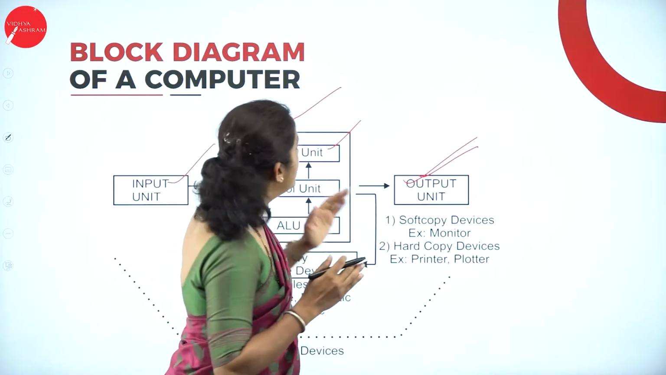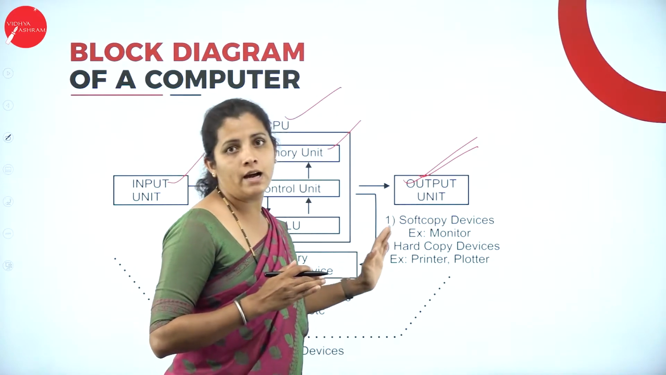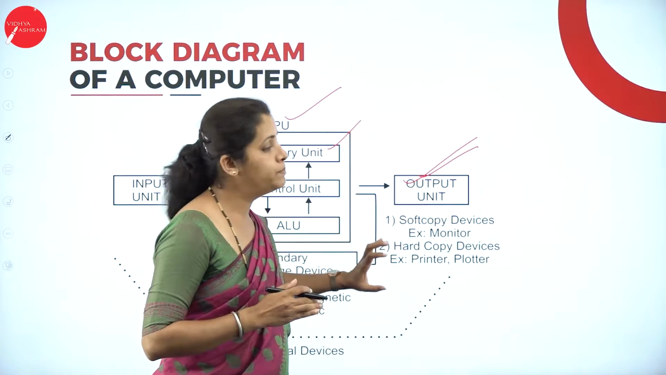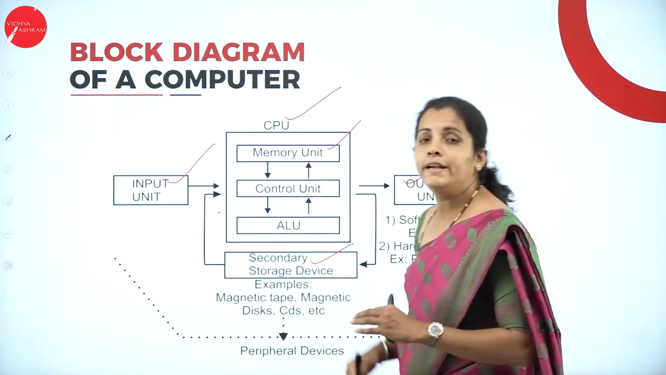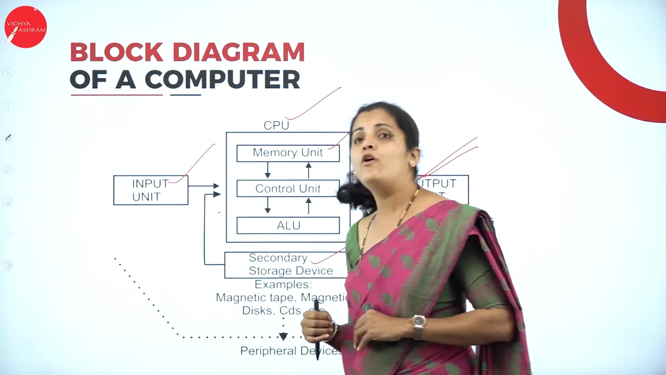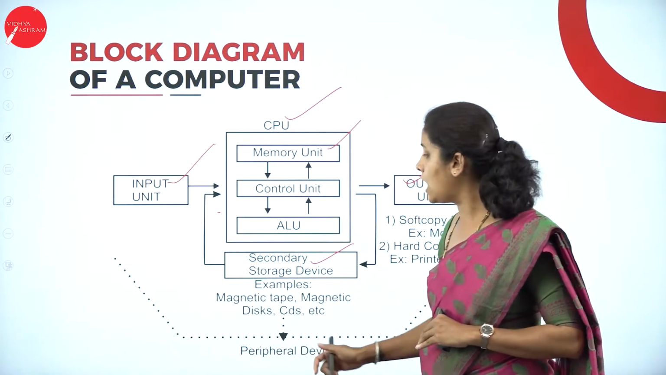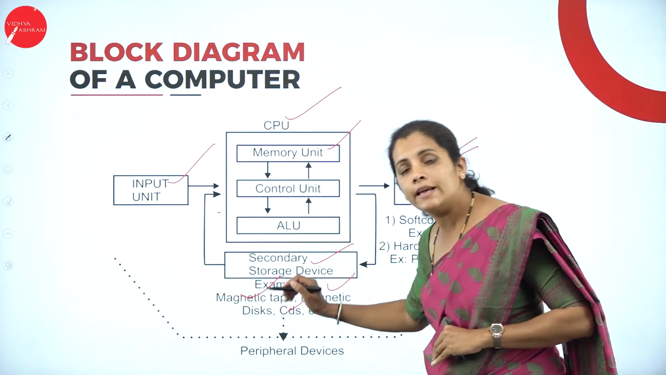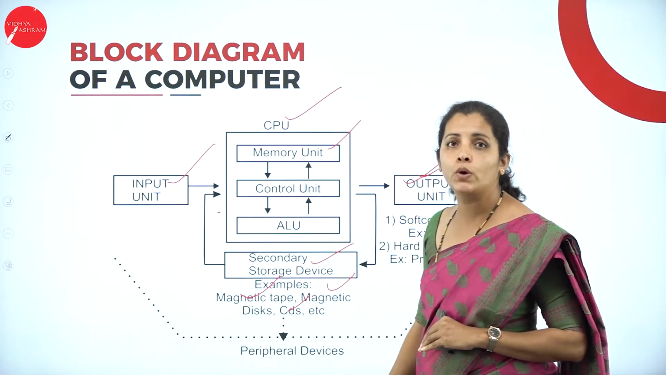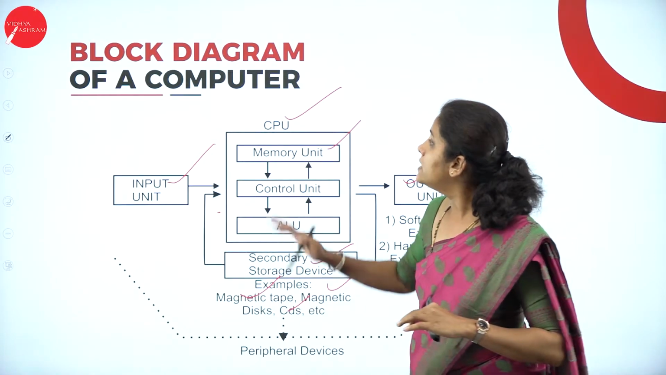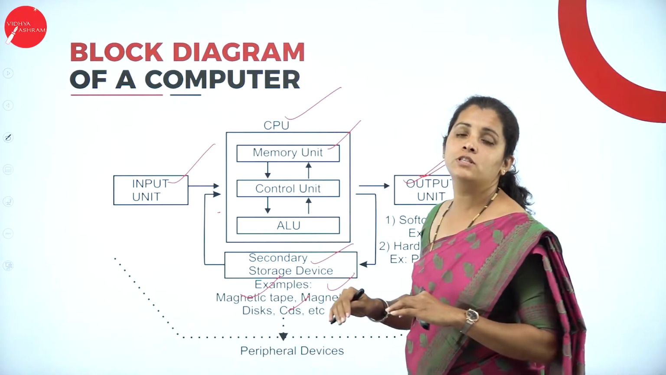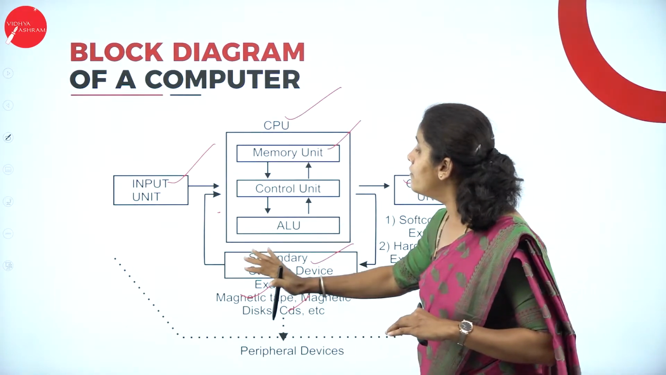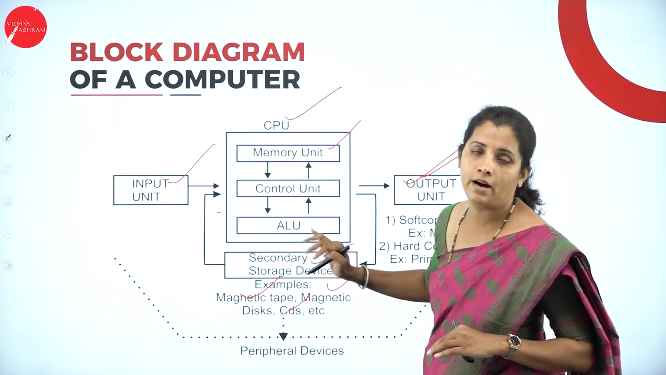The output is given to the output device. Examples for output devices here are monitor, printer, plotter, etc. Dear students, some examples for secondary storage devices are magnetic tape, magnetic disk, and CD. These are examples of secondary storage devices. The CPU is also responsible for accessing or receiving data from secondary storage devices.